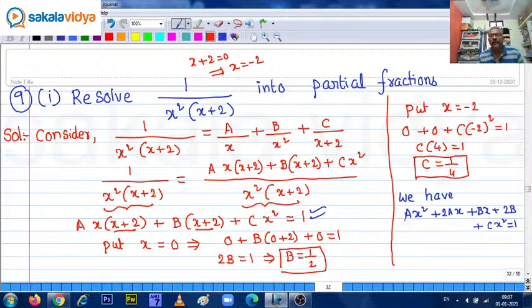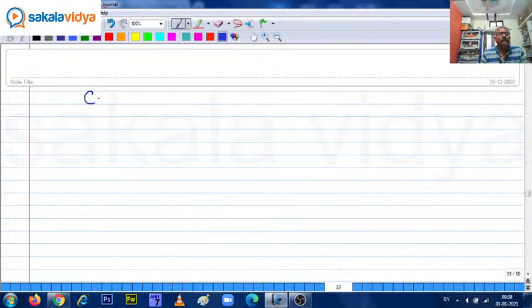So what shall we do now? Ax square and cx square, take x square common. So we get a plus c times x square. From these two, take x common, 2a plus b times x, plus 2b equals 1. Now on both sides we need to compare the coefficient of x square. On the right hand side we don't have any x square term. That means this a plus c must be 0. So comparing the coefficient of x square on both sides.